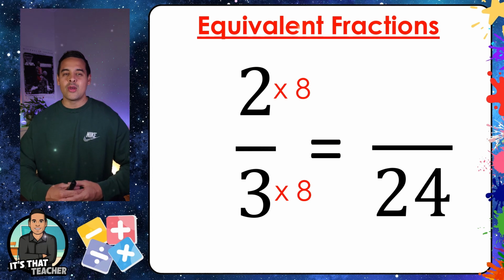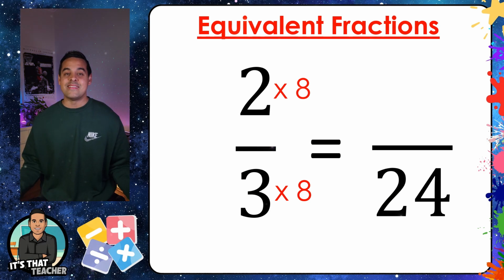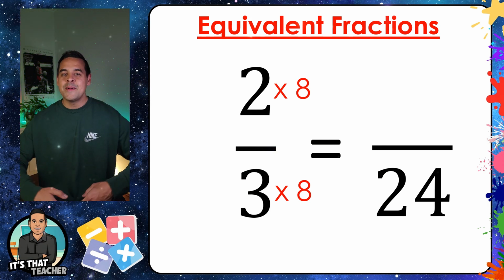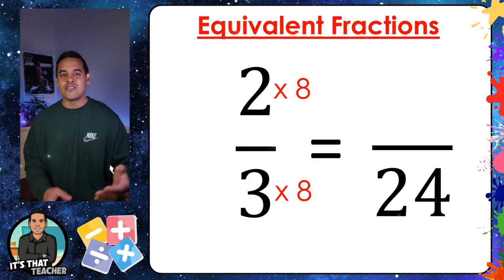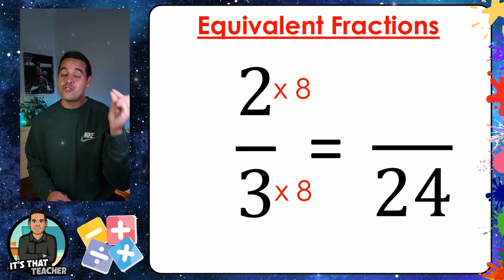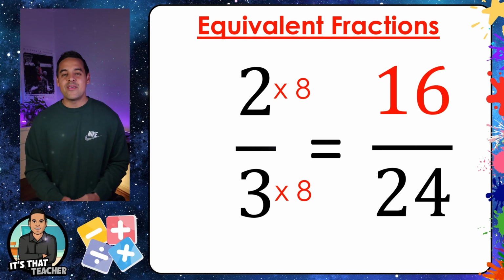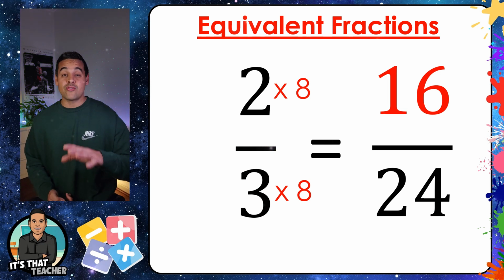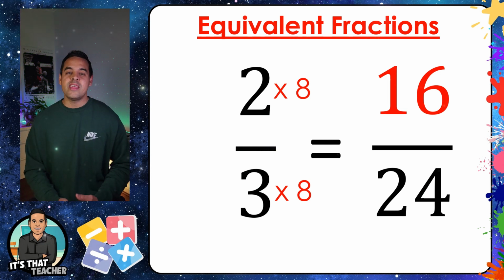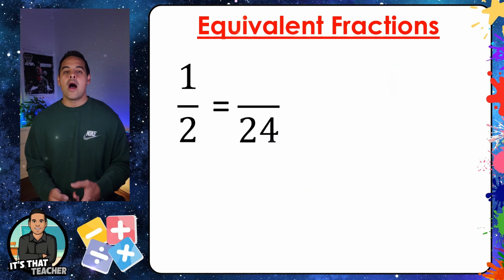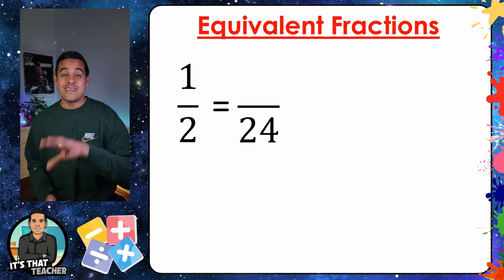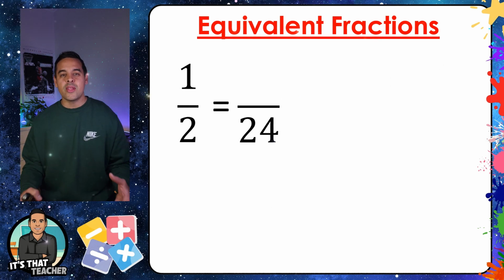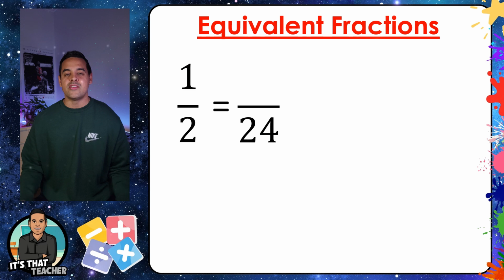Now, as always, the golden rule of equivalent fractions is whatever you do to the denominator, you have to do to the numerator. So we know that we have to times 2 by 8, giving us 16. It's straightforward, it's simple. We're just dealing with larger numbers. I'm going to run you through 4 more examples so that you can consolidate your understanding of equivalent fractions.